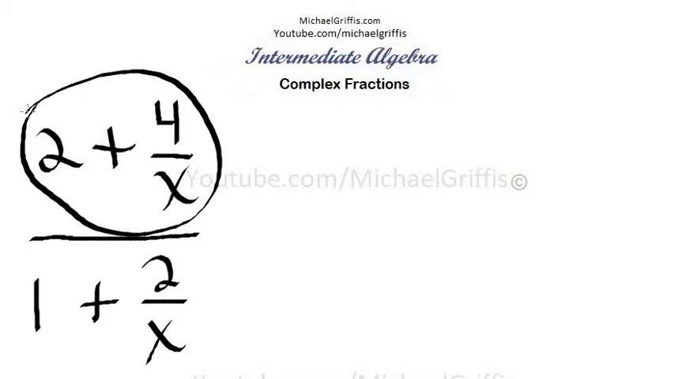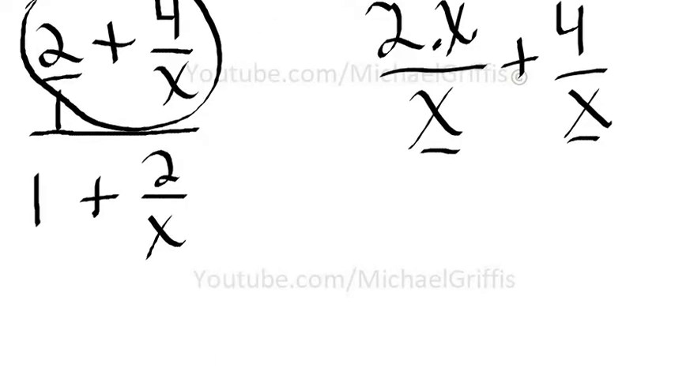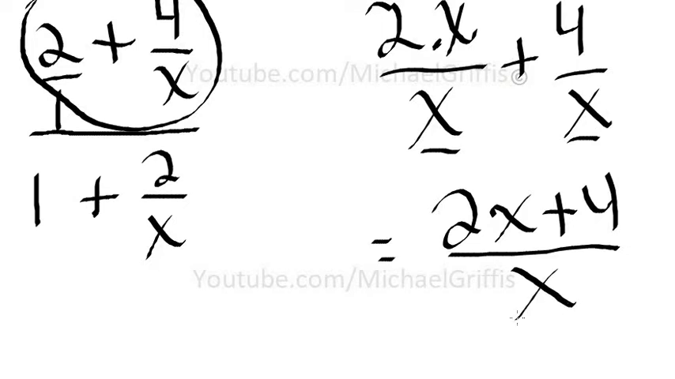We'll work on that over here to the right. So we have 2 over 1. We need a common denominator. So I'm going to write 2 times x over x plus 4 over x. Now we have a common denominator, so we just add the numerators, 2x plus 4 over x. Okay, so that takes care of the numerator in this problem.